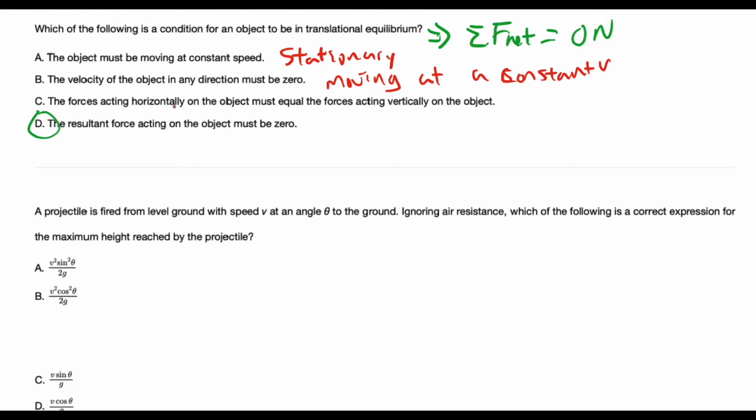C says the forces acting horizontally on the object must be equal to the forces acting vertically on the object. Forces do not impact each other unless they're in the same direction. For example, an upward force only affects a downward force, and a rightward force only affects a leftward force.